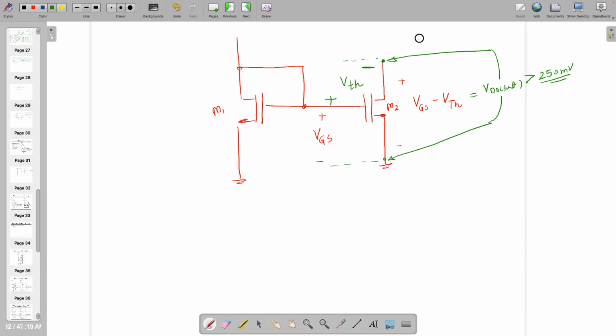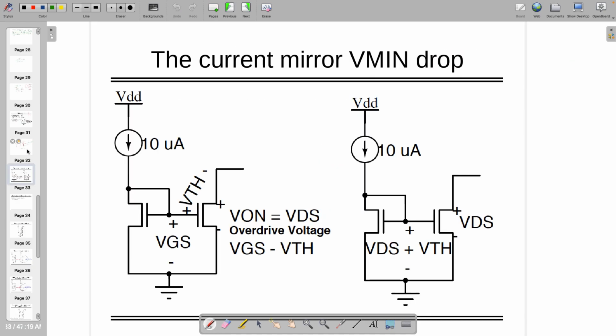And our output impedance is equal to, forgot to, just one minute.